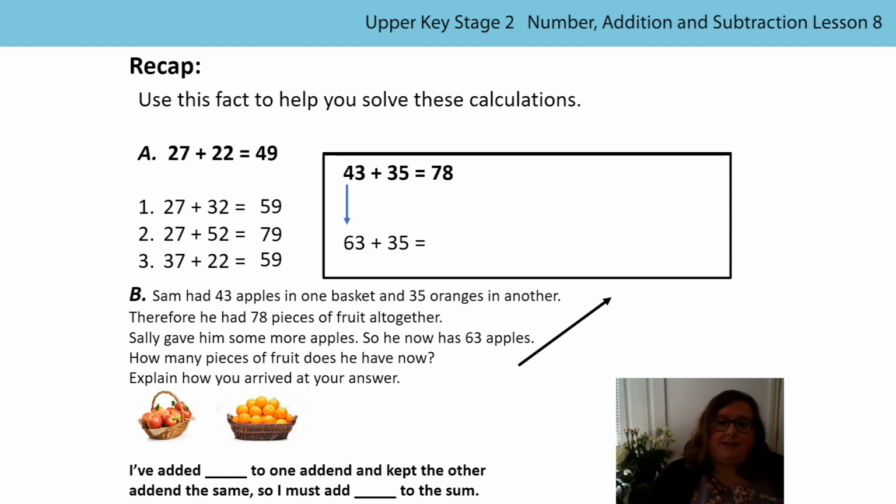How many pieces of fruit does he have now? And explain how you arrived at your answer. Well, I'm going to look at how things have changed. I can see that this addend has increased from 43 to 63. So that's an increase of 20. And I know that if I've increased one addend by an amount and I've kept the other addend the same, I must increase my sum by the same amount. So 78 add 20 is equal to 98. Is that what you got? I'm sure it is.